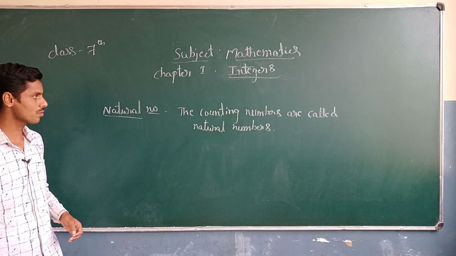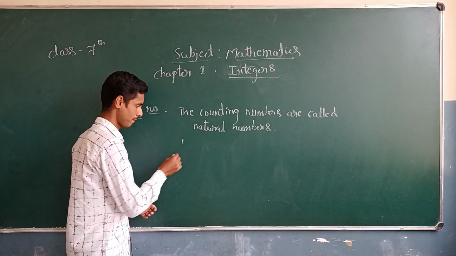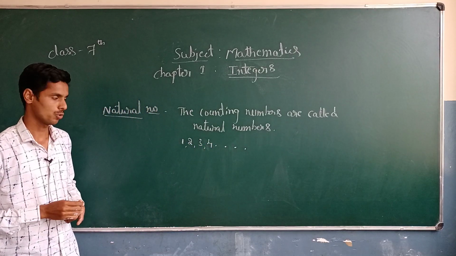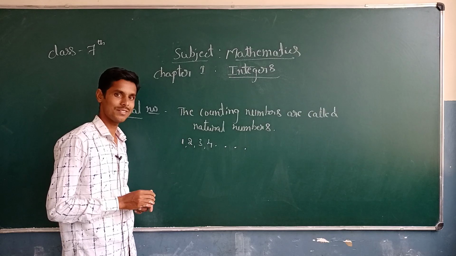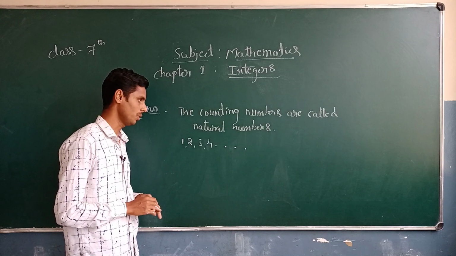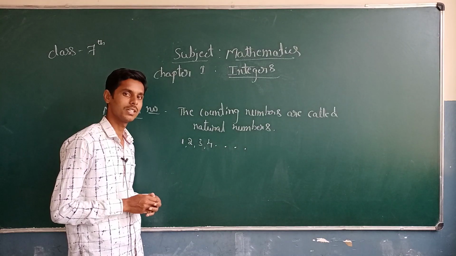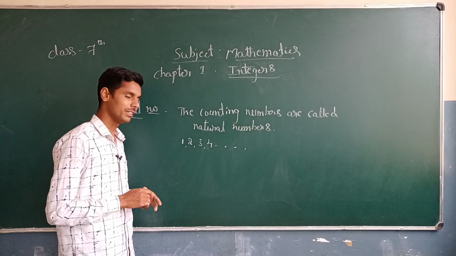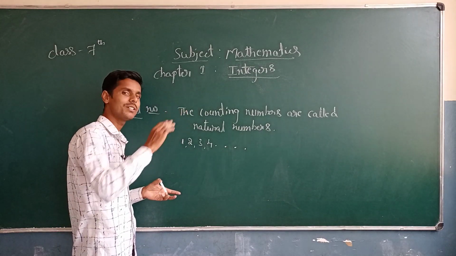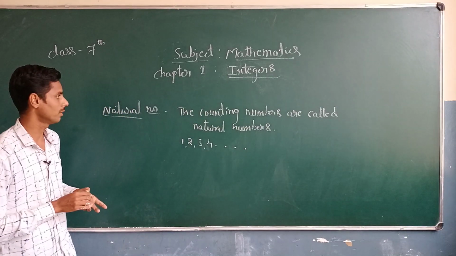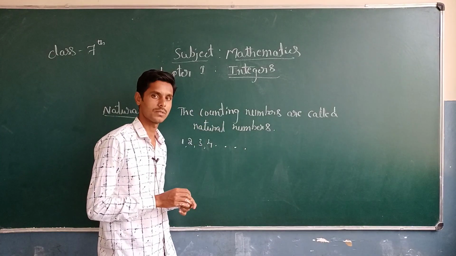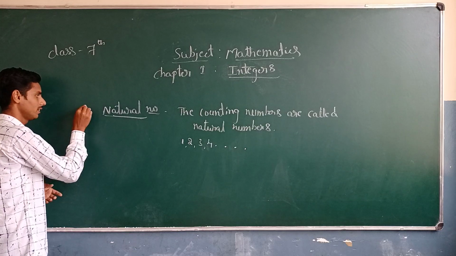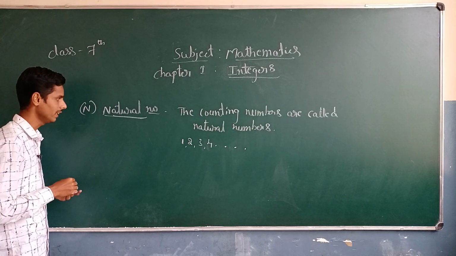The natural numbers start from 1, 2, 3 and so on. So which is the smallest natural number? The smallest natural number is 1, and there is no largest natural number because there are infinite natural numbers. So natural numbers are nothing but the counting numbers, and these natural numbers are represented by the capital letter N. Clear?